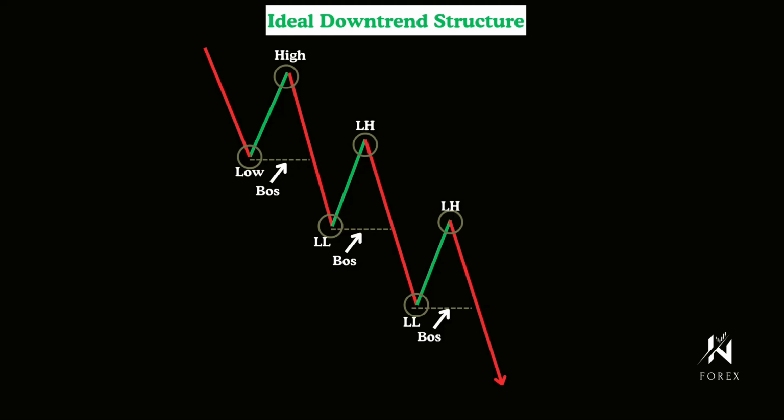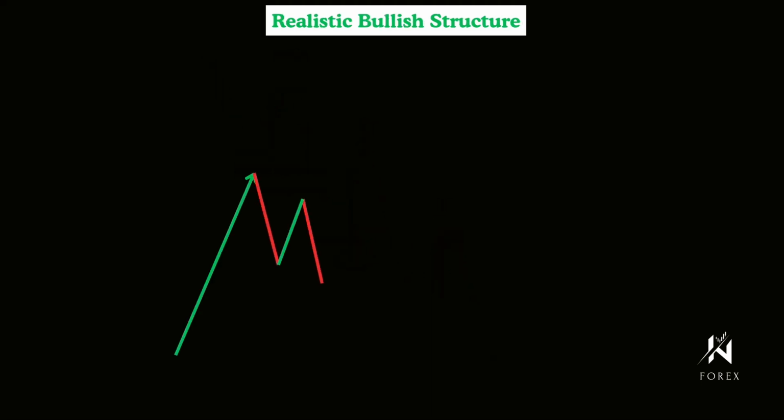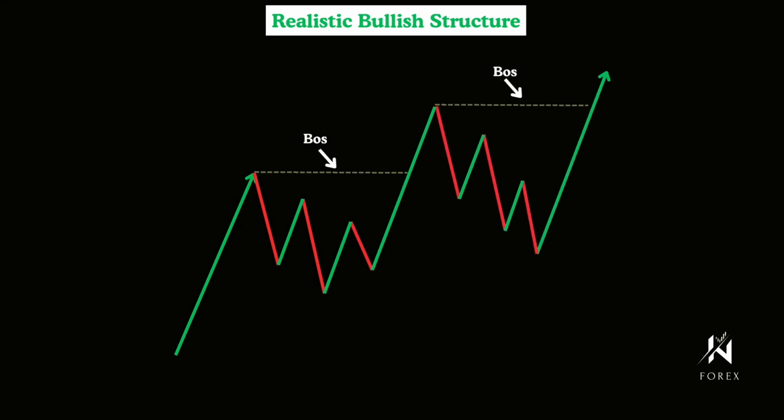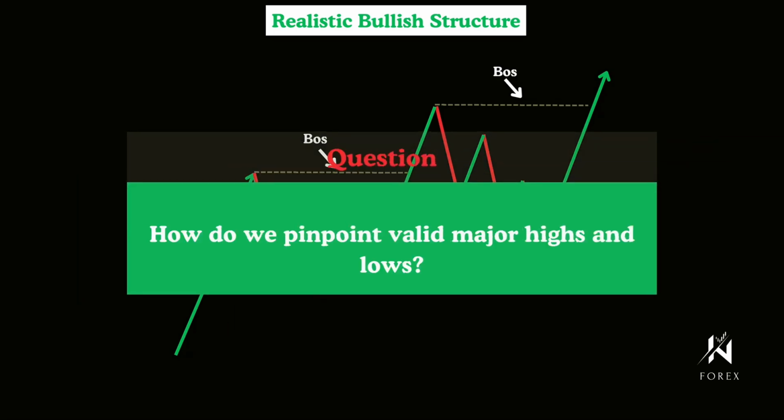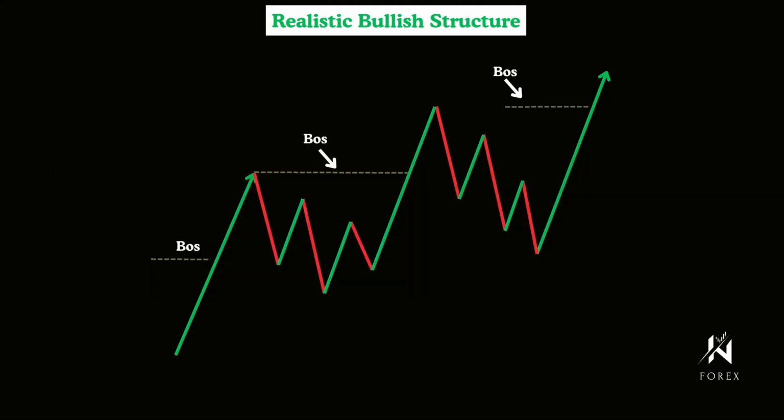Now, let's move forward and take a closer look at the characteristics of a more realistic market structure. This illustrates the more practical uptrend structure that traders frequently encounter in the market. Now, let's walk through a situation where price breaks above a previous high. At this point, a critical question surfaces: how do we pinpoint valid major highs and lows? To answer this, observe the left-hand side of the structure.